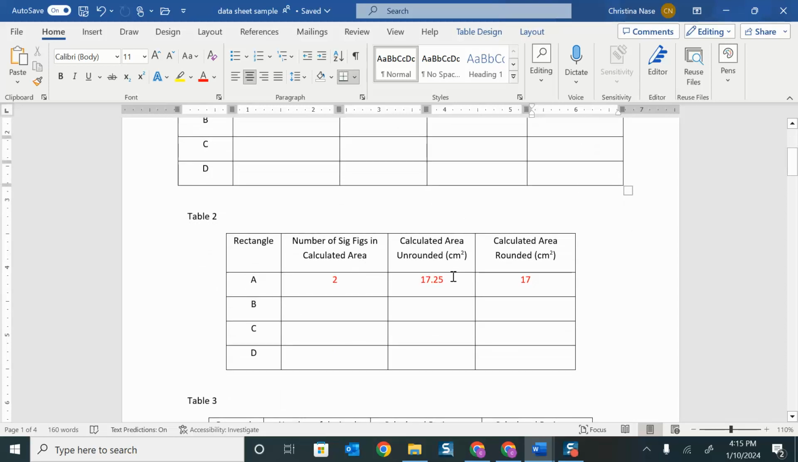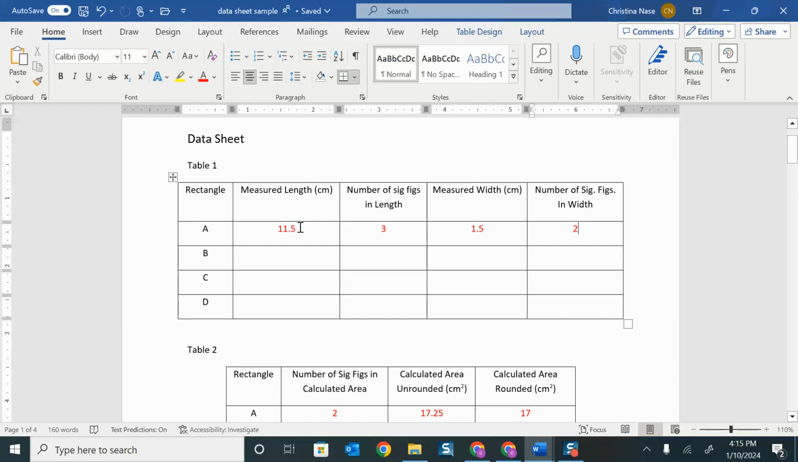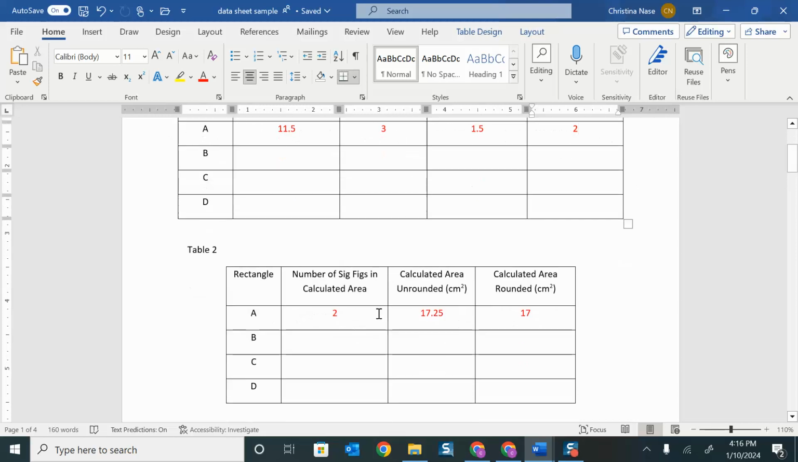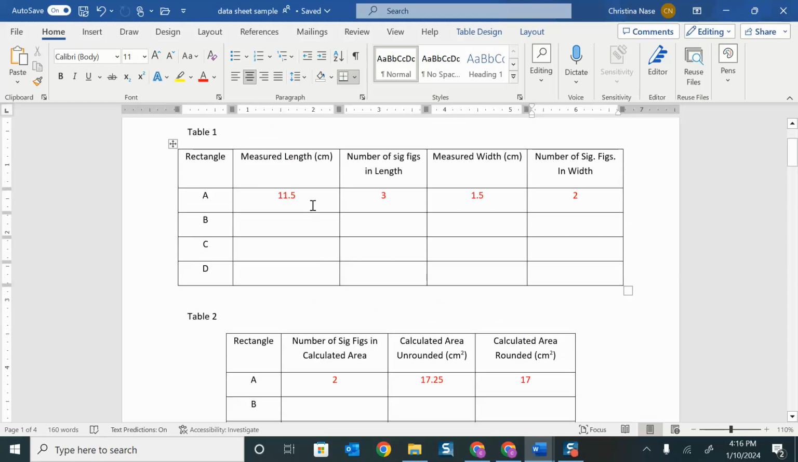Number of sig figs in calculated area. Area is length times width, so I'm going to multiply those two numbers. When I multiply, I'm trying to figure out which one has the smaller number of significant figures, and that's what my product will have as well. Since this one has 2 sig figs and this one has 3, 2 is smaller than 3, so my final calculated area is only going to have 2 significant figures. When I multiply 11.5 and 1.5, I should get 17.25, and I'll round that to 2 significant figures, which would be 17. So that's how I do the first part.